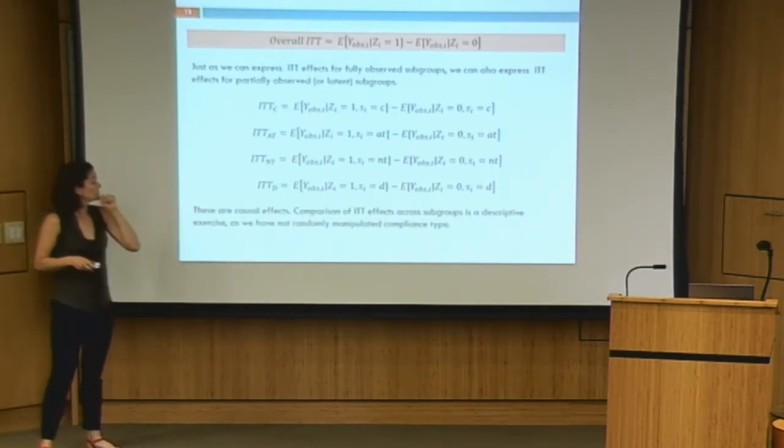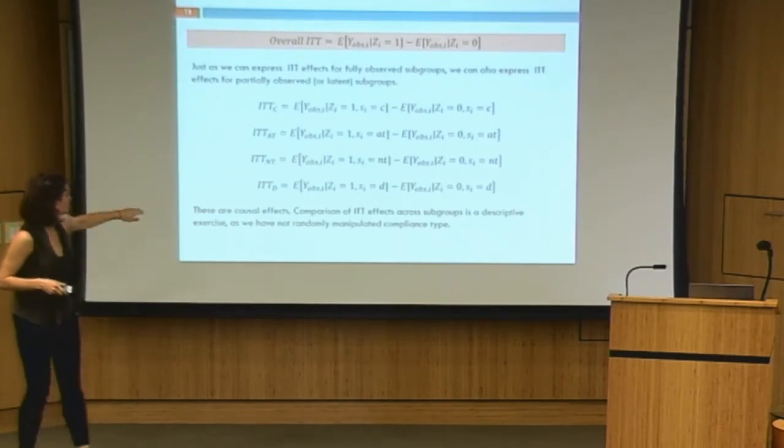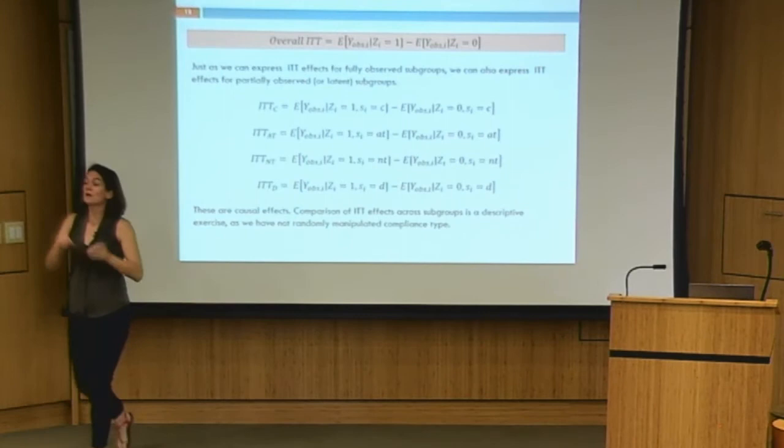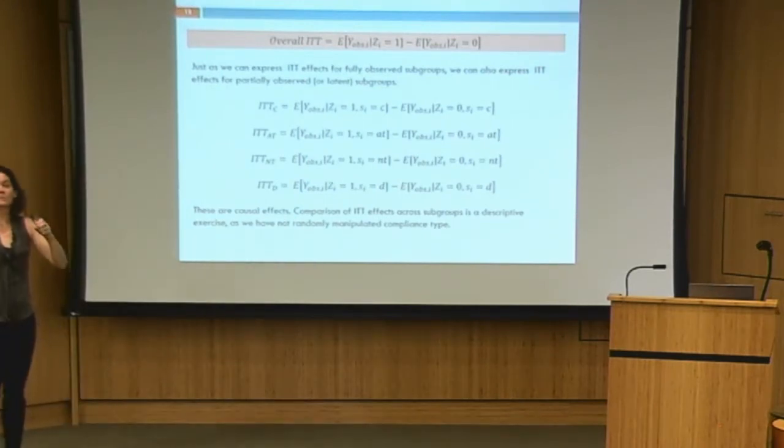So I just want to underscore again that these ITT effects, these subgroup treatment effects, are causal effects, but when we compare those causal effects across groups, we're making a descriptive comparison.